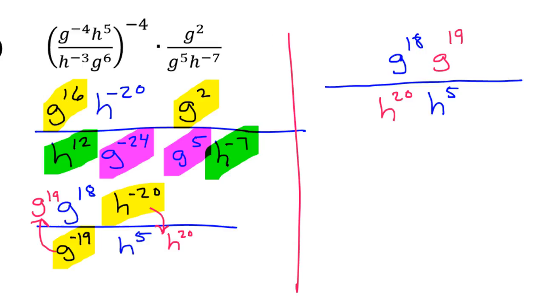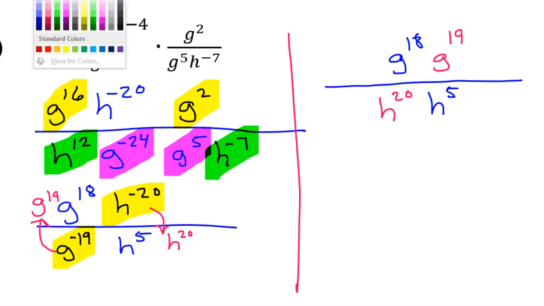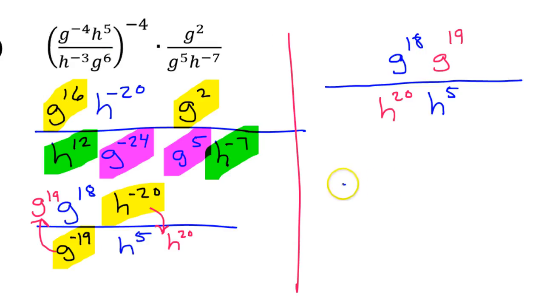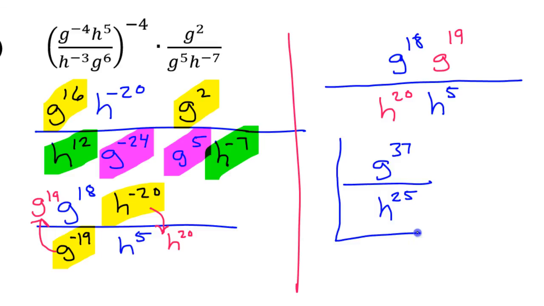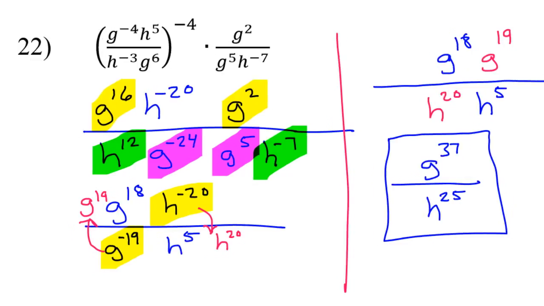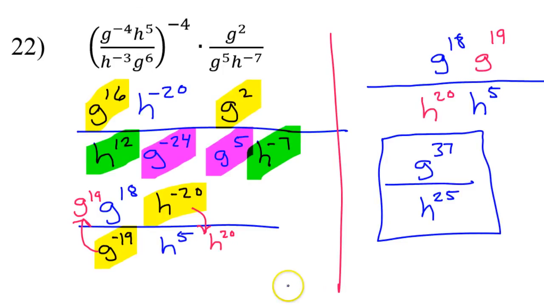So now I'm just going to put these together. All right, and I'm just adding. So 18 plus 19 is what? So I've got g to the 37 power, and of course 20 plus 5 will give me h to the 25th power. And that is going to be the final answer for number 22. That is a thing of beauty, my friends. And we're done.